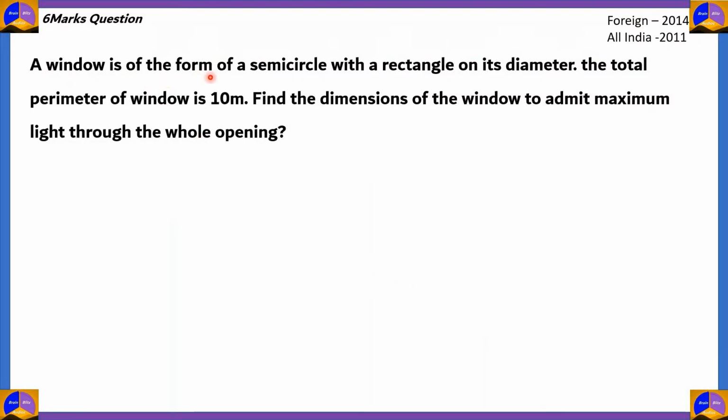A window is of the form of a semicircle with a rectangle on its diameter. The total perimeter of the window is 10 meters. Find the dimensions of the window to admit maximum light through the whole opening. So let's look at this question.